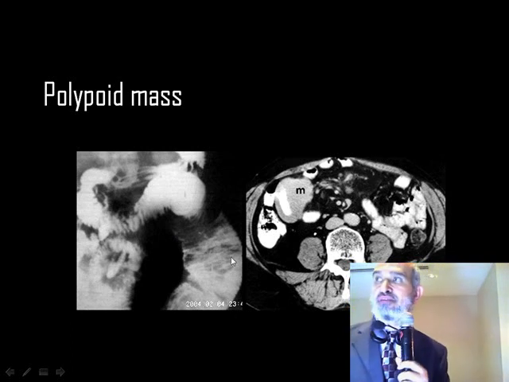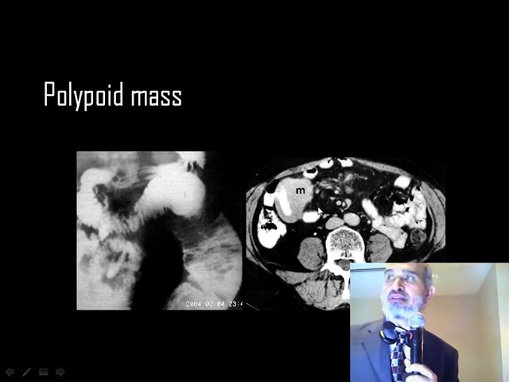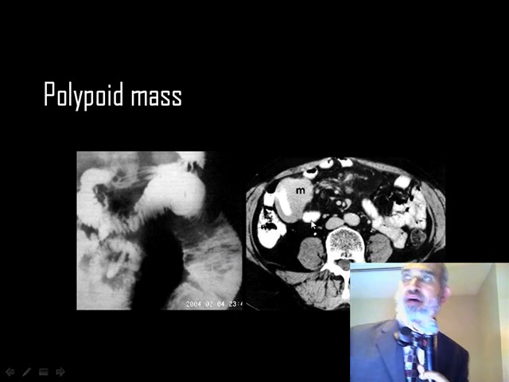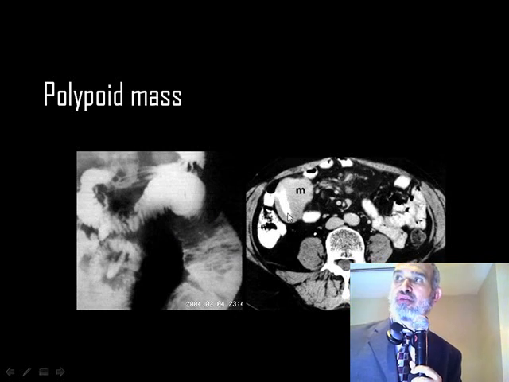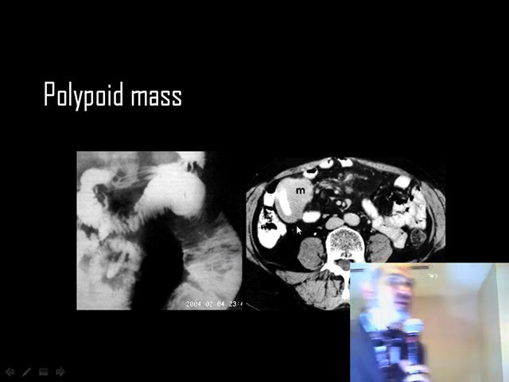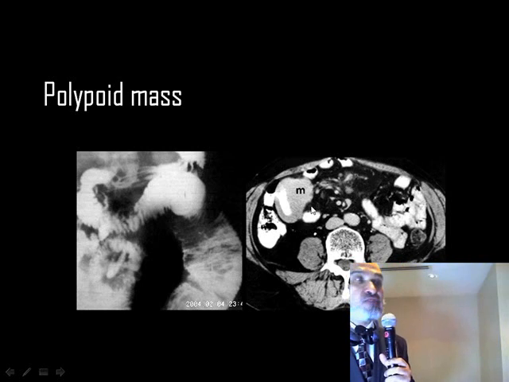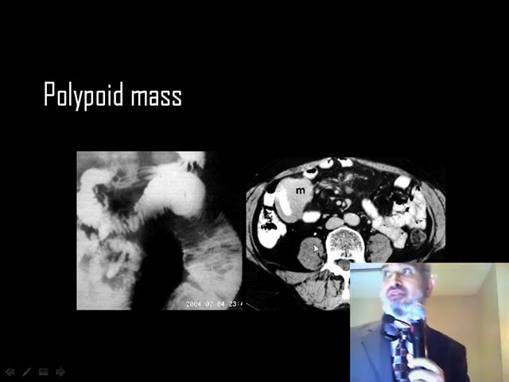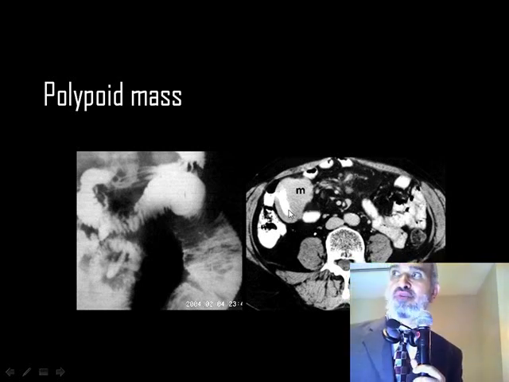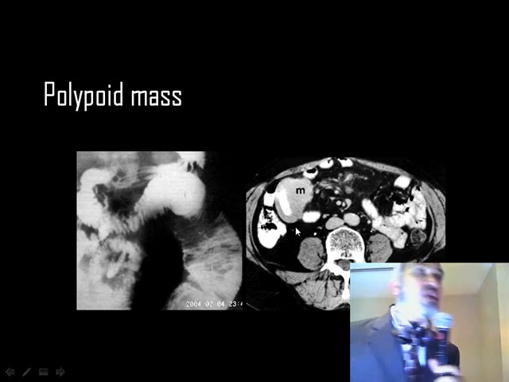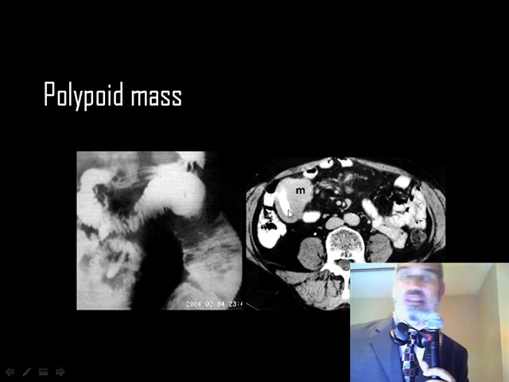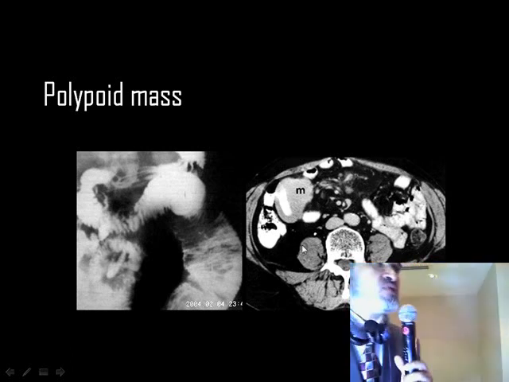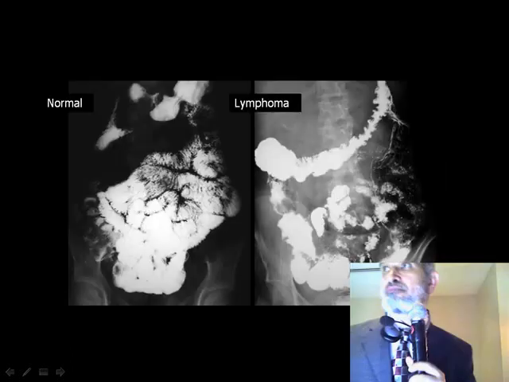But if you see that, you may confirm this finding by CT, and here you can see a mass, and you can see through the mass a bowel which is running inside the mass. Then you know that this mass should arise from the bowel. And if you can predict that this is a small bowel, then this mass is most likely a lymphoma. But if this bowel is the colon, then this mass is most likely colonic carcinoma.